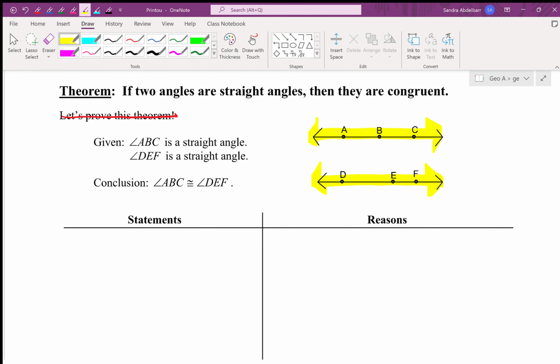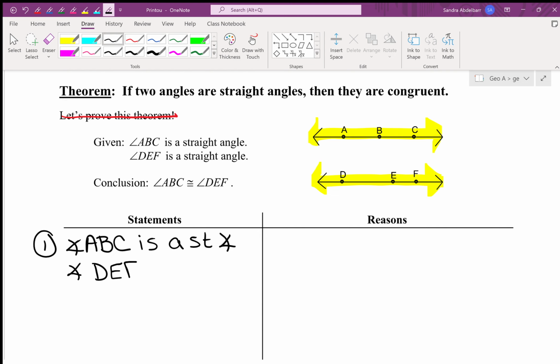So, since this is a proof, what's the first thing we always write in our proofs? Jocelyn? The given information. So let's go ahead and do that. Angle ABC is a straight angle. And in the same step, I'm going to say angle DEF is a straight angle. And our reason for writing this is given.